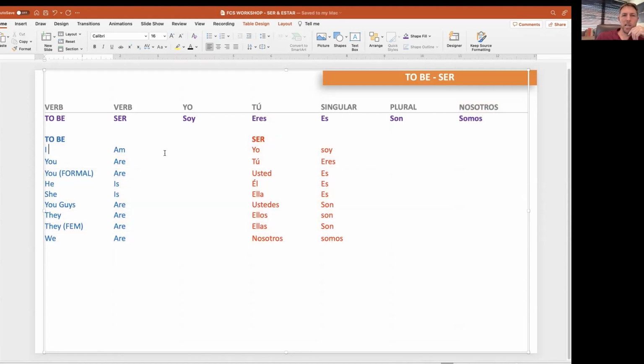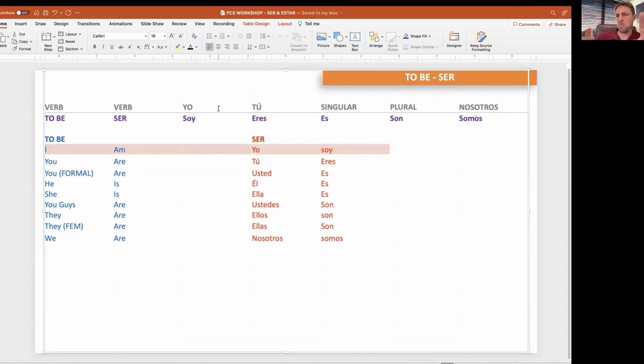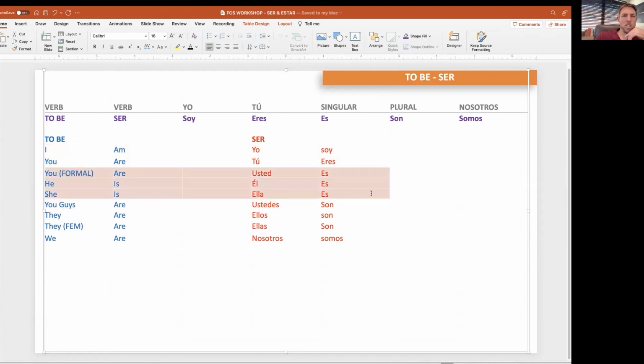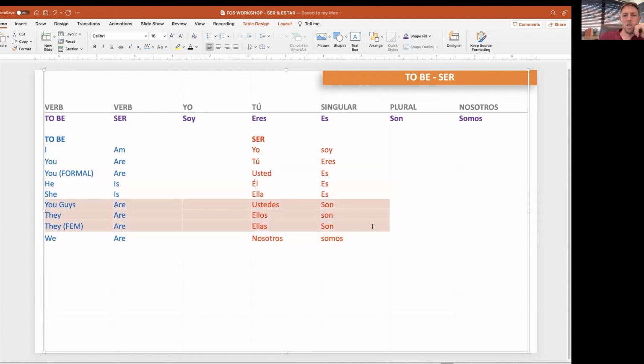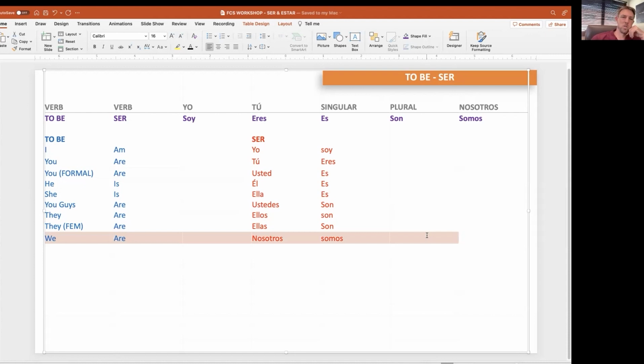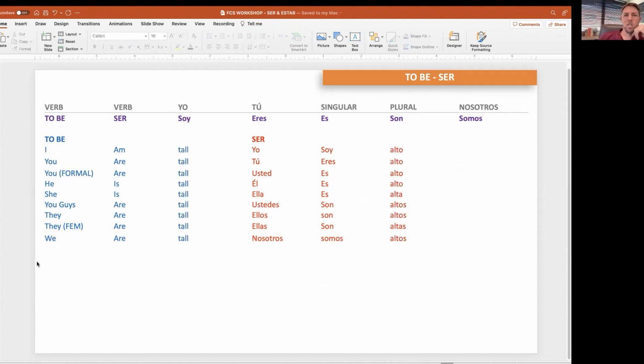Now you go down here, same thing. So this is just the same thing with more examples. I am, yo soy. You are, tú eres. You are, usted es, formal. So these are the singulars. He is, él es. She is, ella es. You guys are, ustedes son. They are, ellos son. They are, female, ellas son. We are, nosotros somos. All right. Let's look at an example.